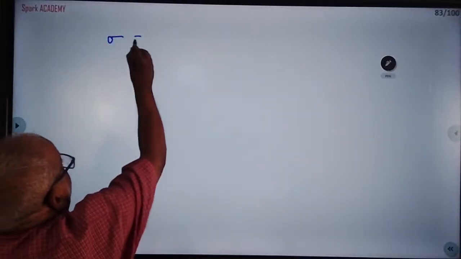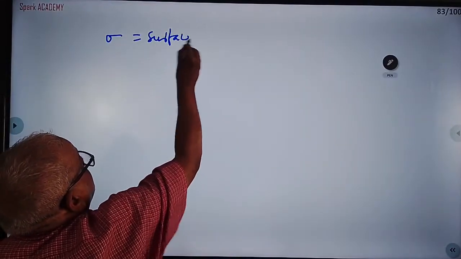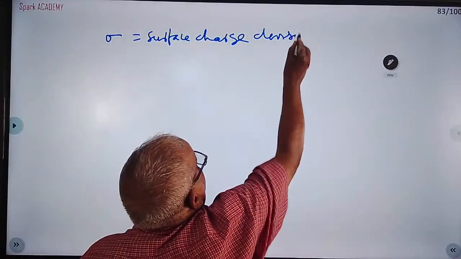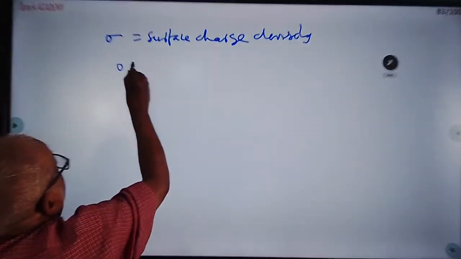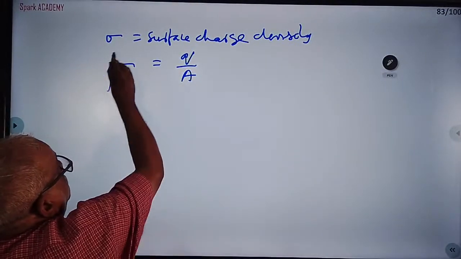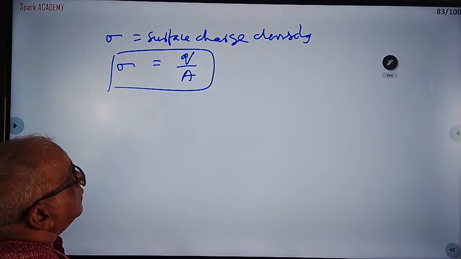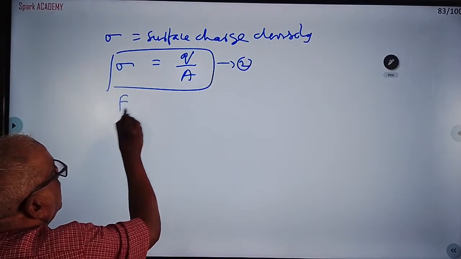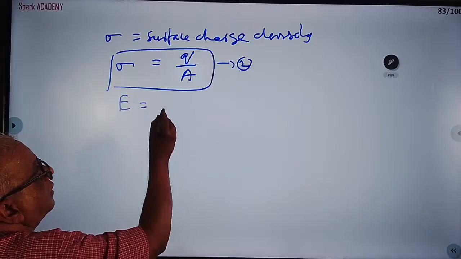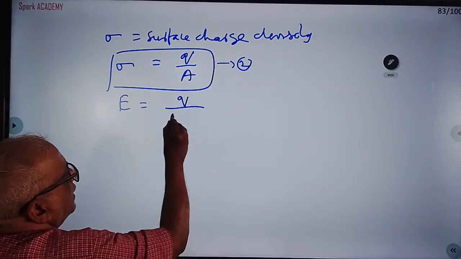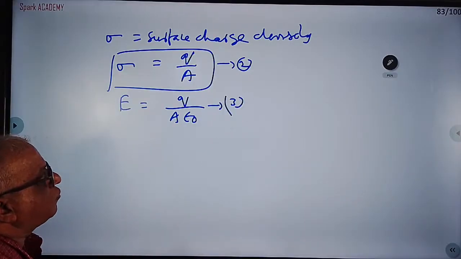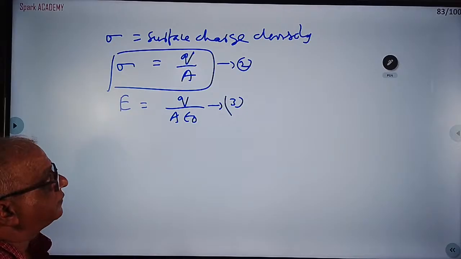Sigma means what? Surface charge density. The sigma formula is nothing but charge by area. Q is the charge, A is the area of the plate. Sigma is given by the formula Q by A, the second equation. Then the electric field can be written as sigma by epsilon naught. Sigma means Q by A, so we get Q by A epsilon naught. This is the third step: electric field is given by Q by A epsilon naught. Q is the charge on each plate.